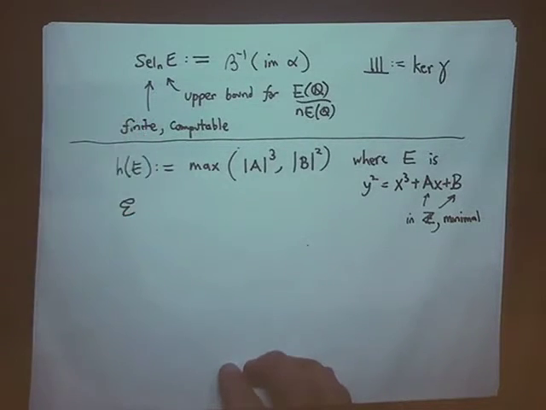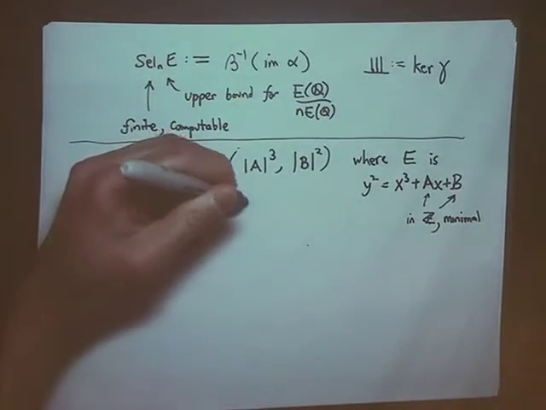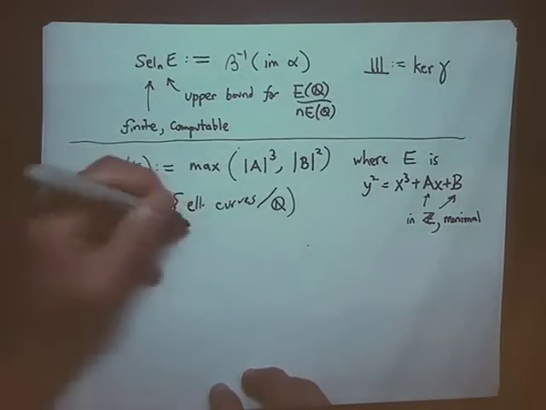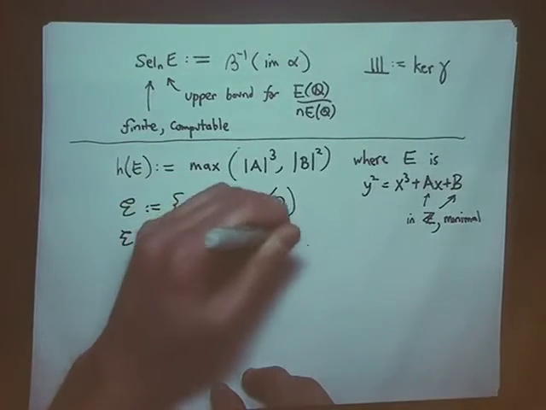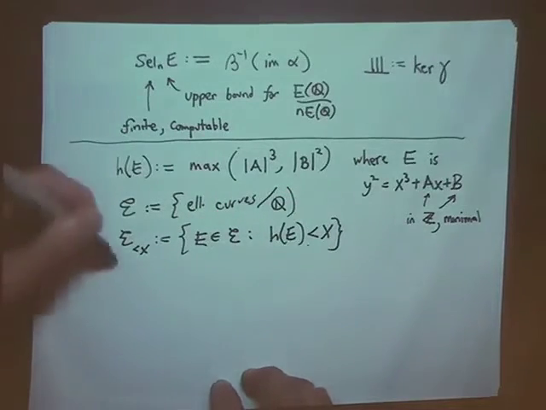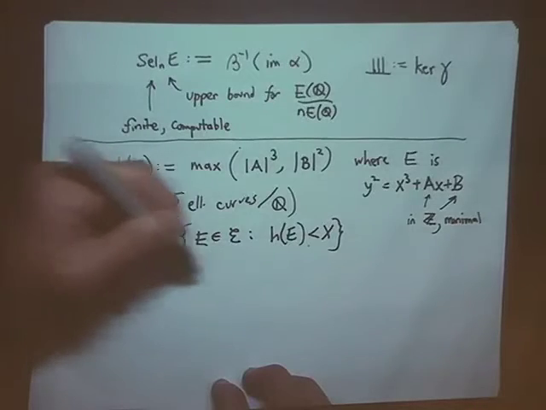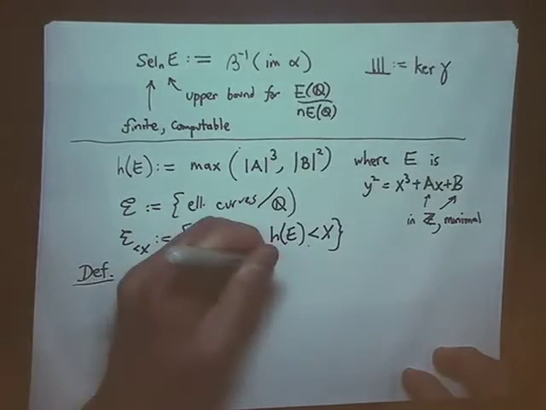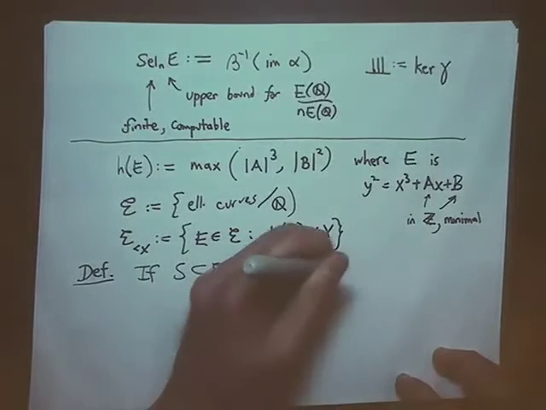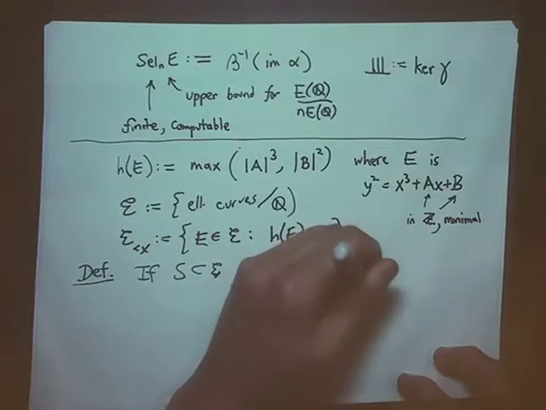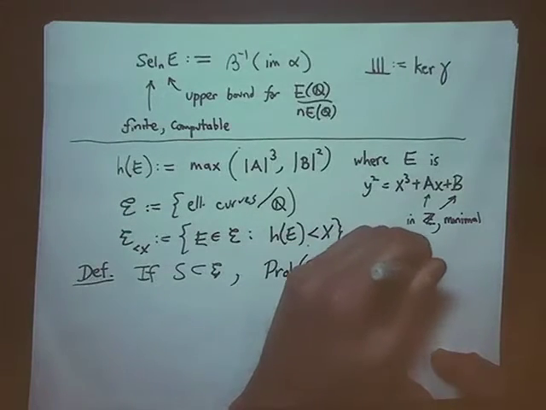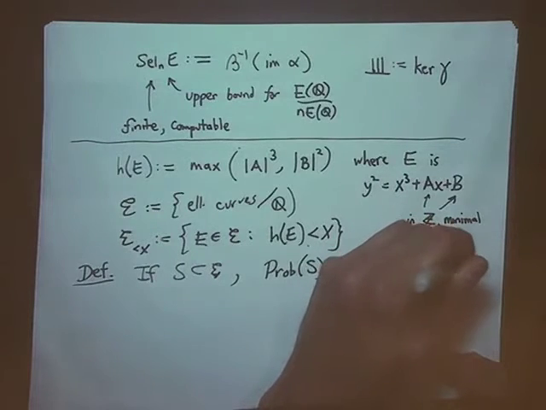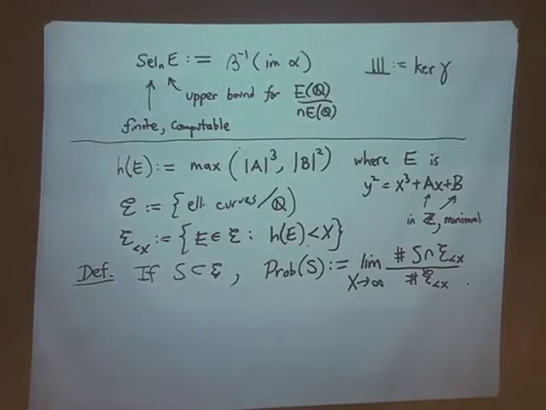Let me use script E to denote all the elliptic curves over Q, and E sub less than X will be defined to be the set of elliptic curves over Q of height up to X. And now in terms of those, I can define density. If I have any subset of elliptic curves, which you can think of as an event if you want, in the language of probability, then you can define its density or probability to be the limit as x goes to infinity of: you take all the elliptic curves of height up to x, you count how many there are, and then you count among those how many satisfy the property. So it should be this. Okay, so that's a notion of density.